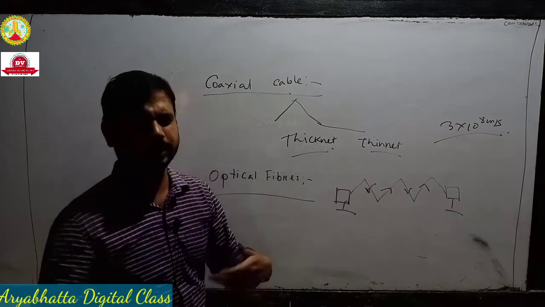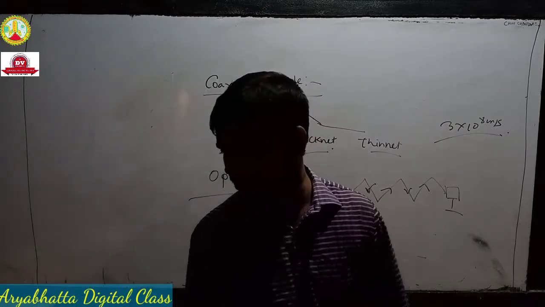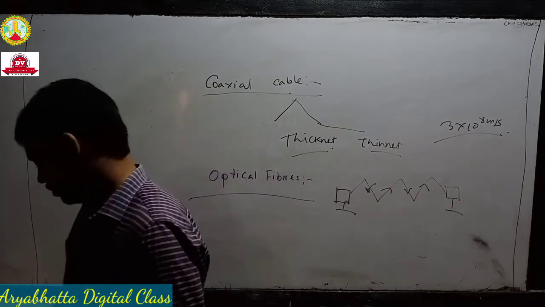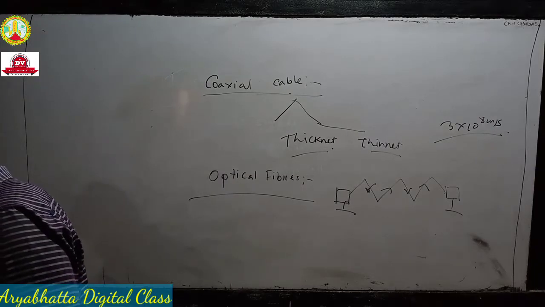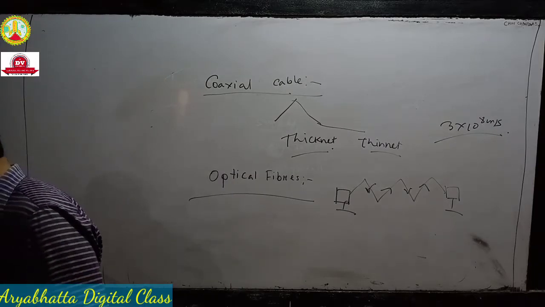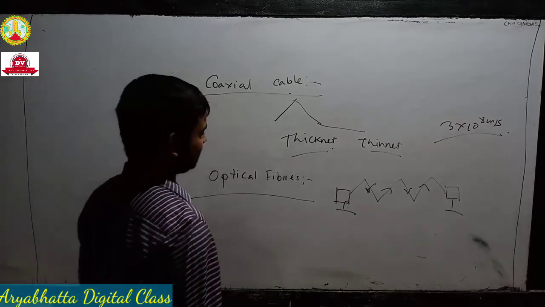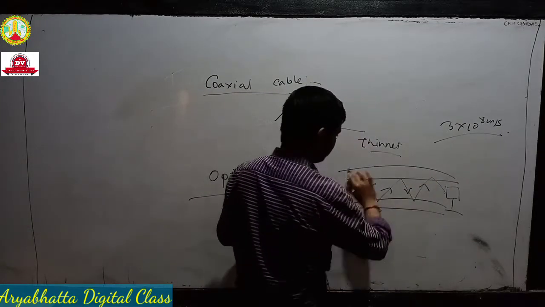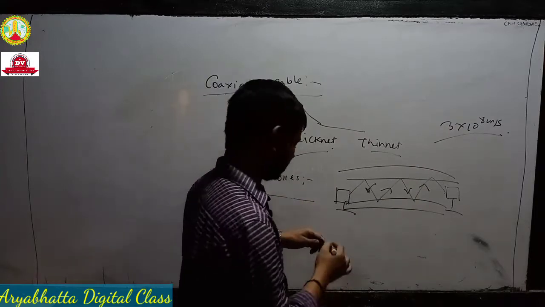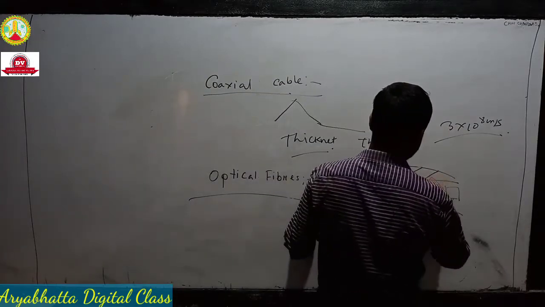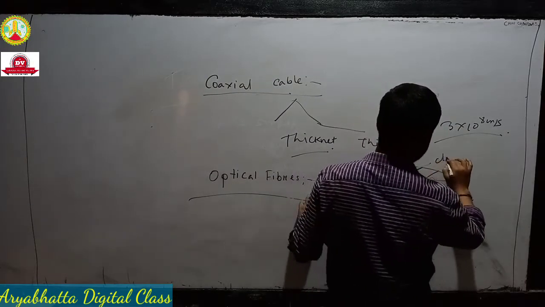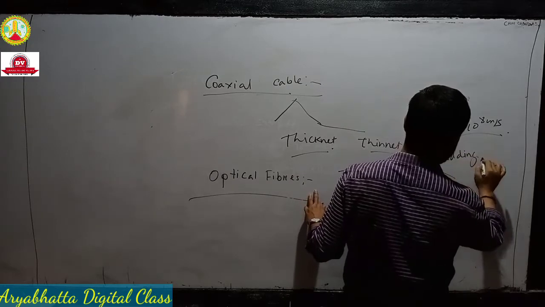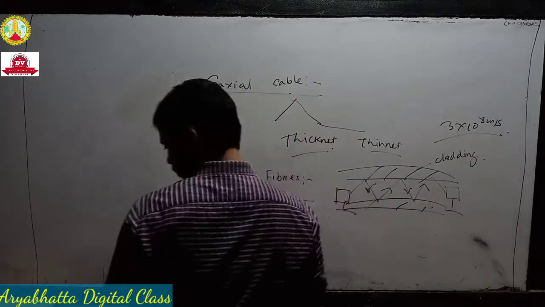And one more concept is cladding. You need not know much about that. Cladding means the plastic coverage. The coverage in our optical fiber cable is called cladding.